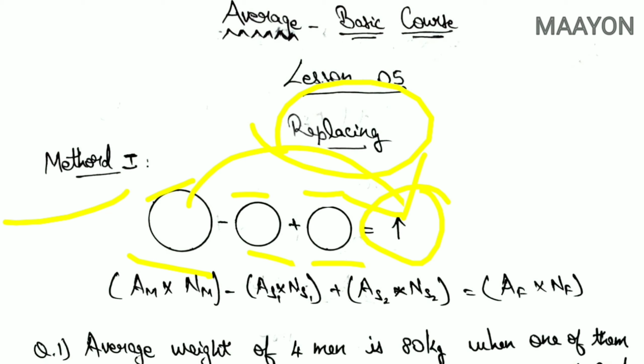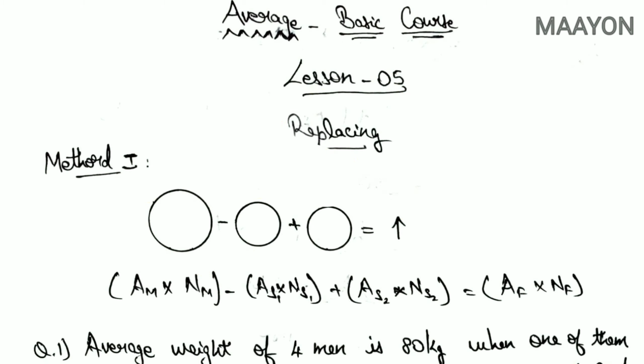In the equation form, we can write it down as the average of main group into number of terms in the main group, subtracted by the average of subgroup 1 into number of terms in the subgroup 1, plus average of subgroup 2 into number of terms in the subgroup 2, equals to the average of final group into number of terms in the final group.